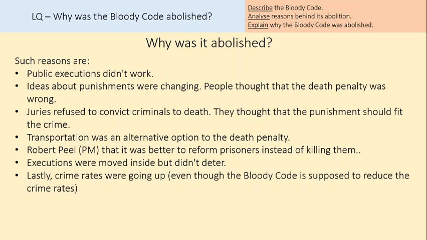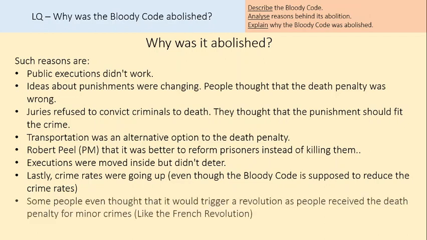Lastly, crime rates were still going up. The Bloody Code was supposed to reduce the crime rates, not actually make them increase. And some people even thought that it would trigger a revolution, because people received the death penalty for such minor crimes. So this links to the French Revolution, where more and more people were killed for minor crimes, and then people rose up against the people that actually put that forward. They didn't think it was fair. So Britain did not want that to happen.